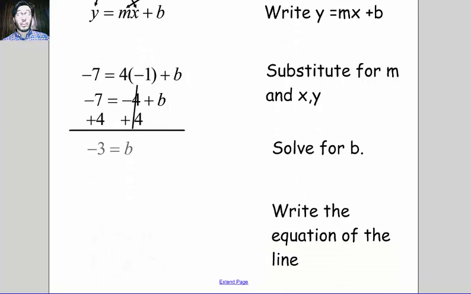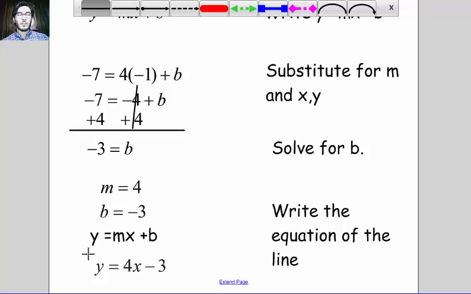Alright, so here's what we got so far. So far, we got the slope is 4. And we found that the y-intercept is negative 3. The equation of a line is y equals mx plus b. So now all we have to do is substitute for m and for b, and we're done. So our final answer is y equals 4x minus 3. That's our final answer.